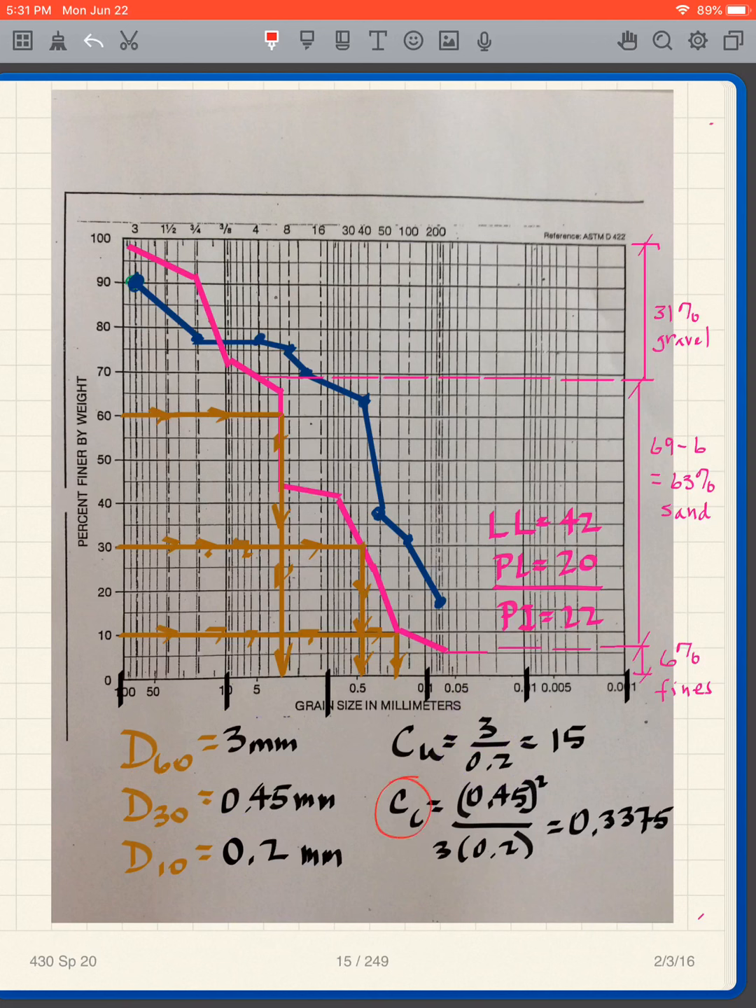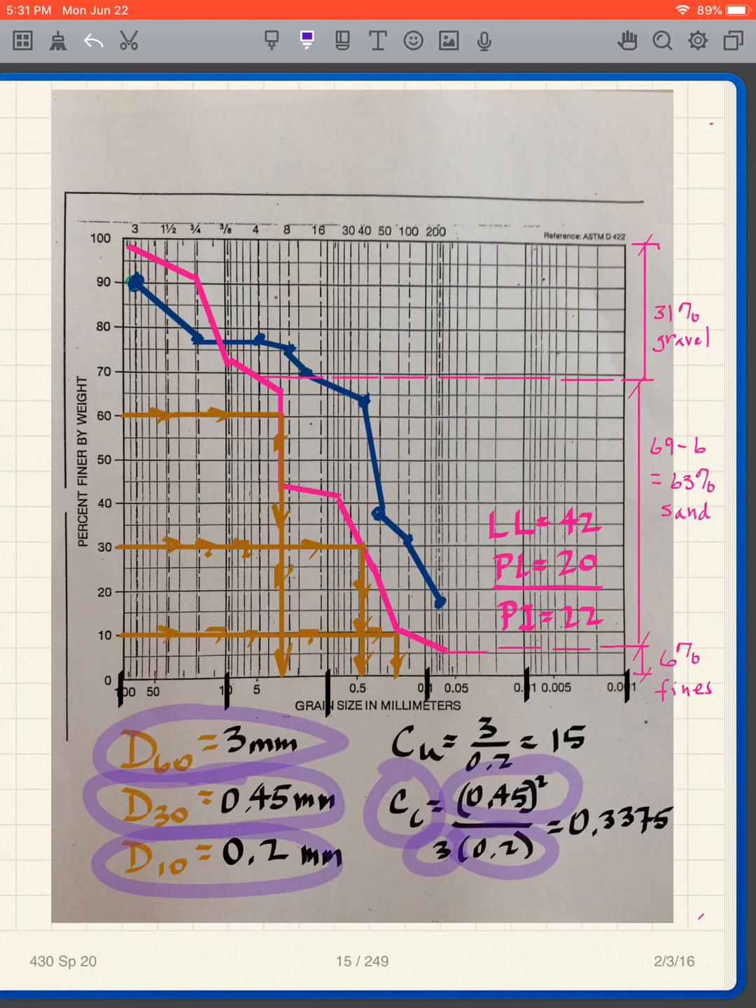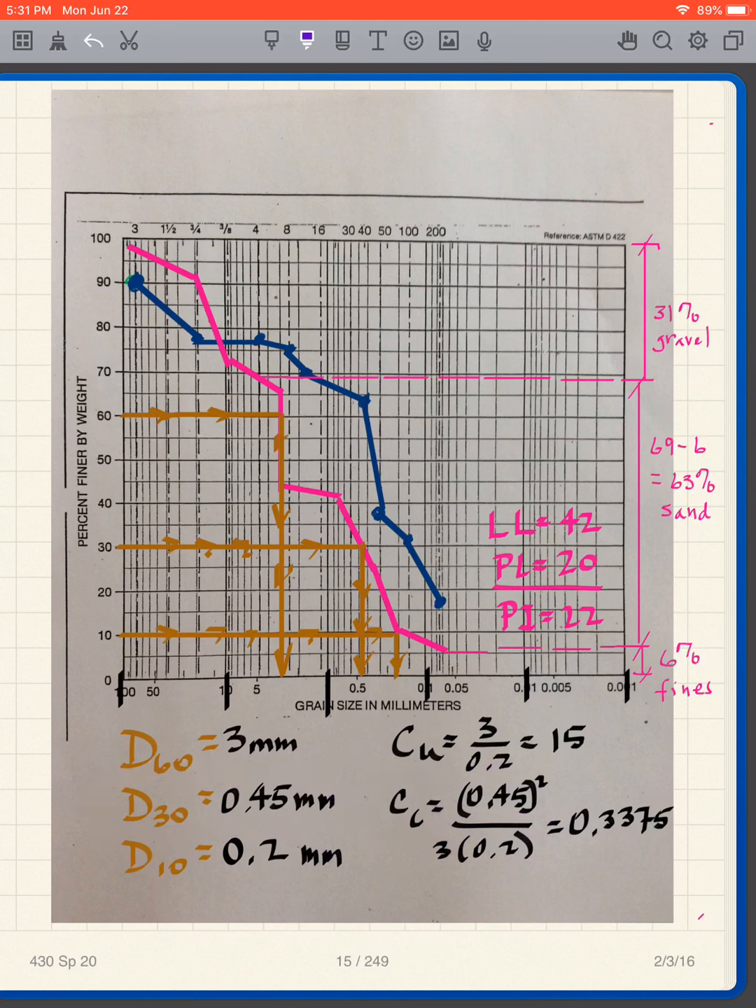My CC is D30 squared, and I divide by the other two, D60, D10. So C sub C is D30 squared divided by D60, D10, and I end up with a value of 0.3375. So the 2 numbers I need to remember there, I've got a CU of 15, I've got a CC of 0.3375. Let's see if we can remember those when we take them. And then given what I need, well, I need my liquid limit of 42 and a plasticity index of 22, so 42, 22 for those 2.